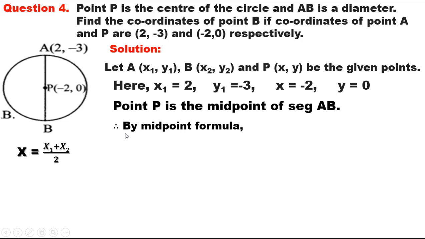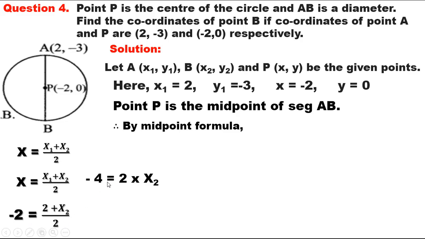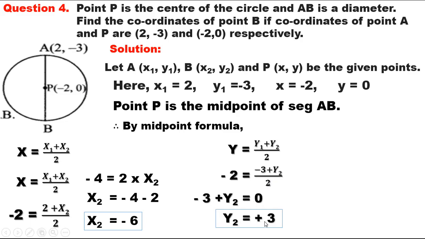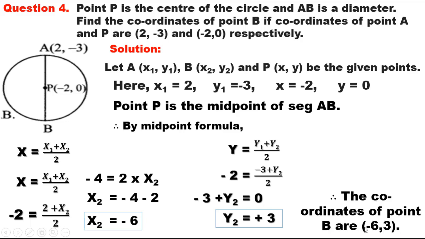By the midpoint formula, we get the x coordinate of the point is equal to x1 plus x2 divided by 2. Therefore, minus 2 is equal to 2 plus x2 divided by 2. Minus 4 is equal to 2 plus x2. x2 is equal to minus 4 minus 2. x2 is equal to minus 6. Y is equal to y1 plus y2 divided by 2. 0 is equal to minus 3 plus y2 divided by 2. Minus 3 plus y2 is equal to 0. y2 is equal to plus 3. The coordinates of the point B are minus 6 and 3.